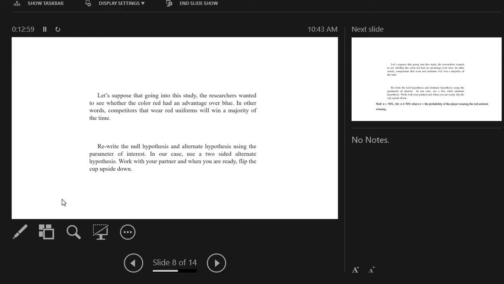So now you're going to use that parameter of interest, pi is equal to that probability, and then you're going to set it equal to something for the null and alternative hypothesis. So go ahead. How would you write that? You wrote it in words already. We have it in words. How would you use that pi symbol to rewrite it with symbols? And then for the alternative.